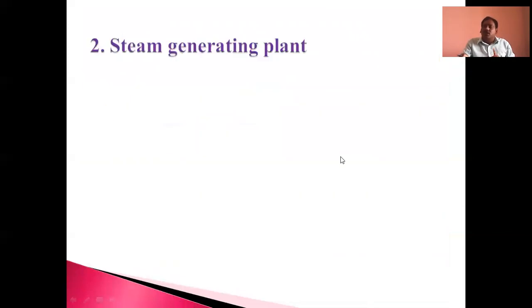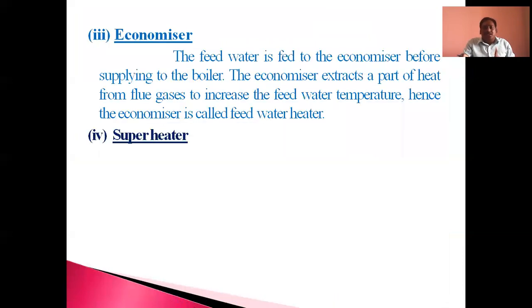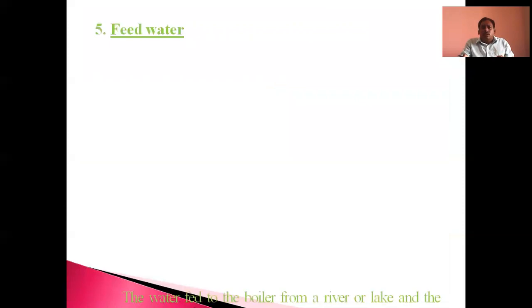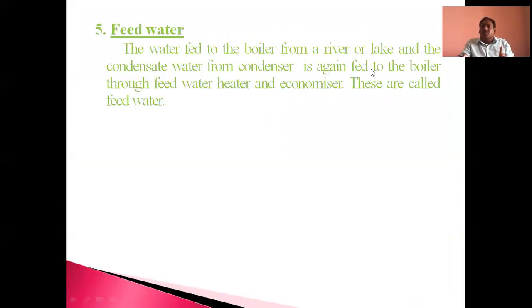The feed water can be taken from river banks or lakes. This is the main source. And another source is condensate water from the condenser, which is again fed to the boiler through the feed water and economizer. These two are called feed water of a boiler. Not only water taken from the river or lake, the condensed water from the condenser can also be fed to the boiler. This is the main important thing. If there is no water, even if we burn the coal, there is no steam.